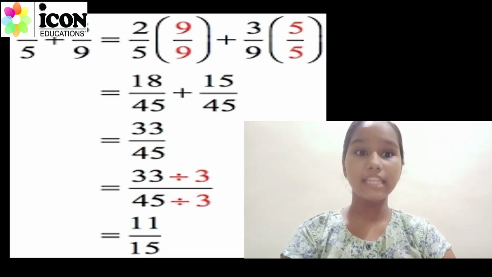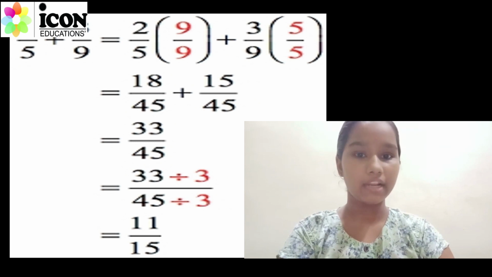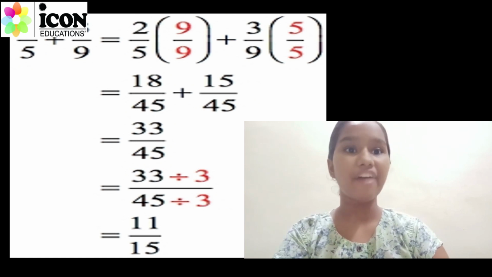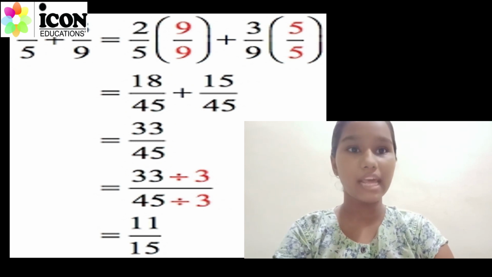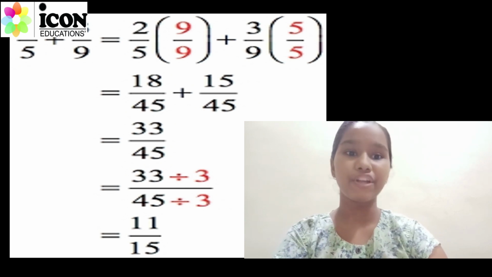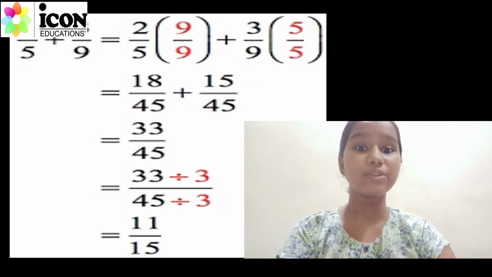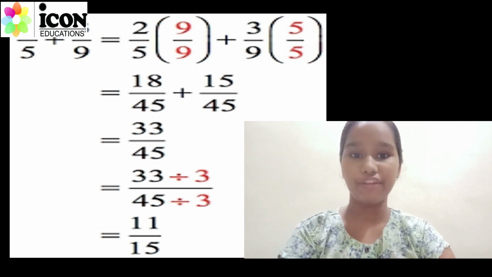Here is another example of addition of fractions, and the sum is 2 upon 5 plus 3 upon 9. Now we have the denominators 5 and 9 and we have to equalize them. If you find the LCM of 5 and 9, it is 45. So we have to do something so that the denominator becomes 45.